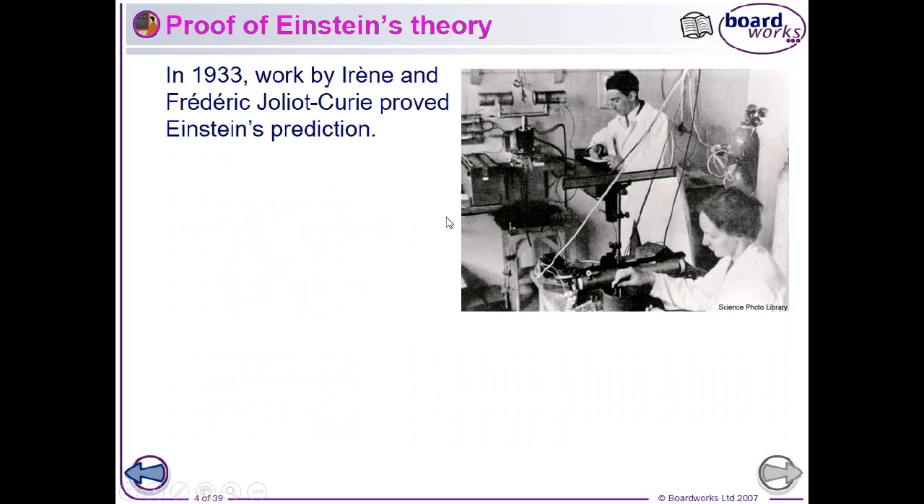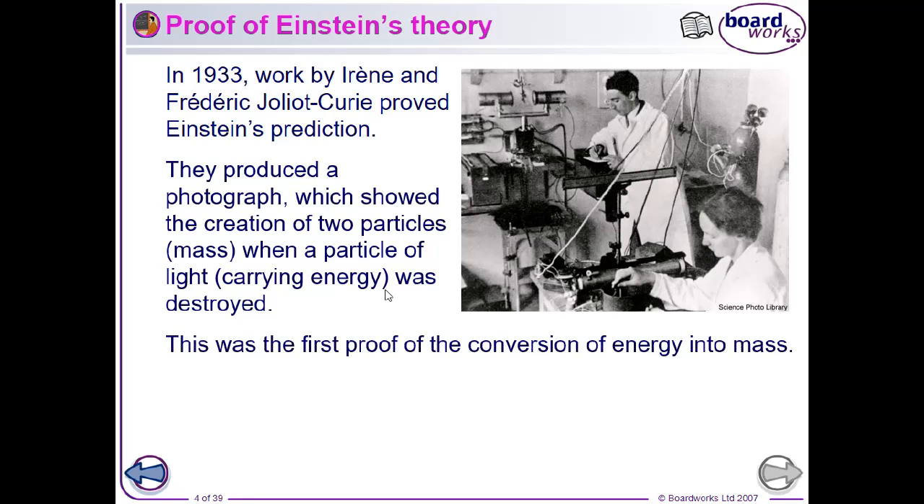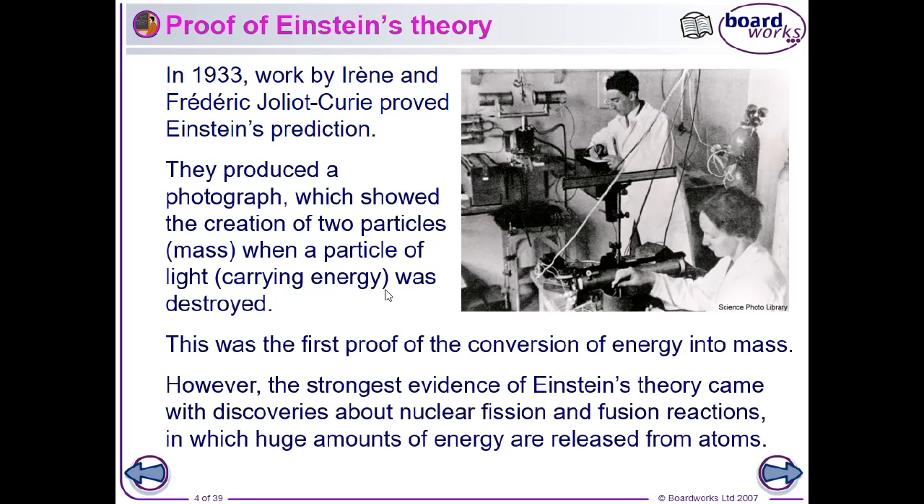So in the 1930s, the Curies proved Einstein's prediction was correct, and they took a photograph which showed the creation of two particles with mass when a particle of light was destroyed. So what happened was, a particle of light, a photon, turned into two particles that had mass. So that was conversion of energy into mass. And then we discovered nuclear fission and fusion reactions, which is mass turning into energy. And we'll go on to that now.